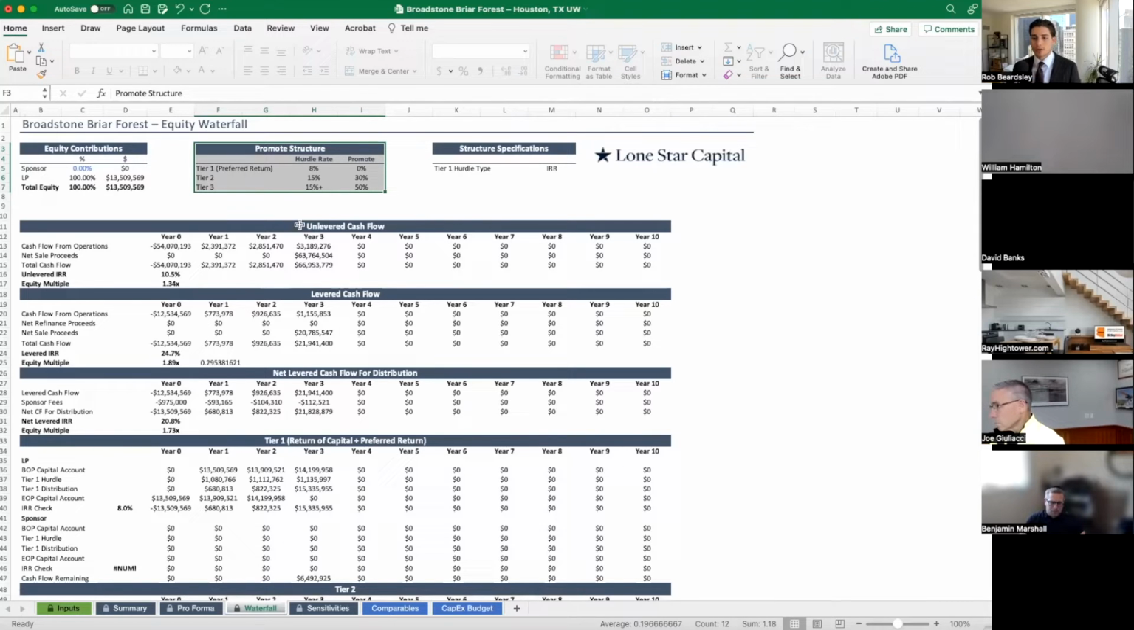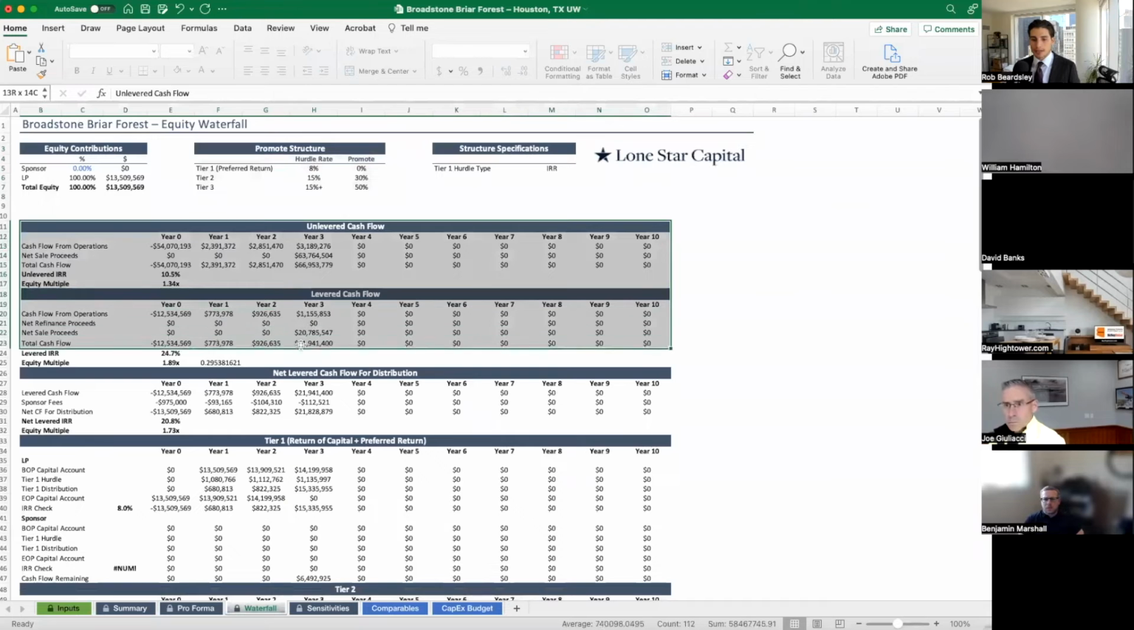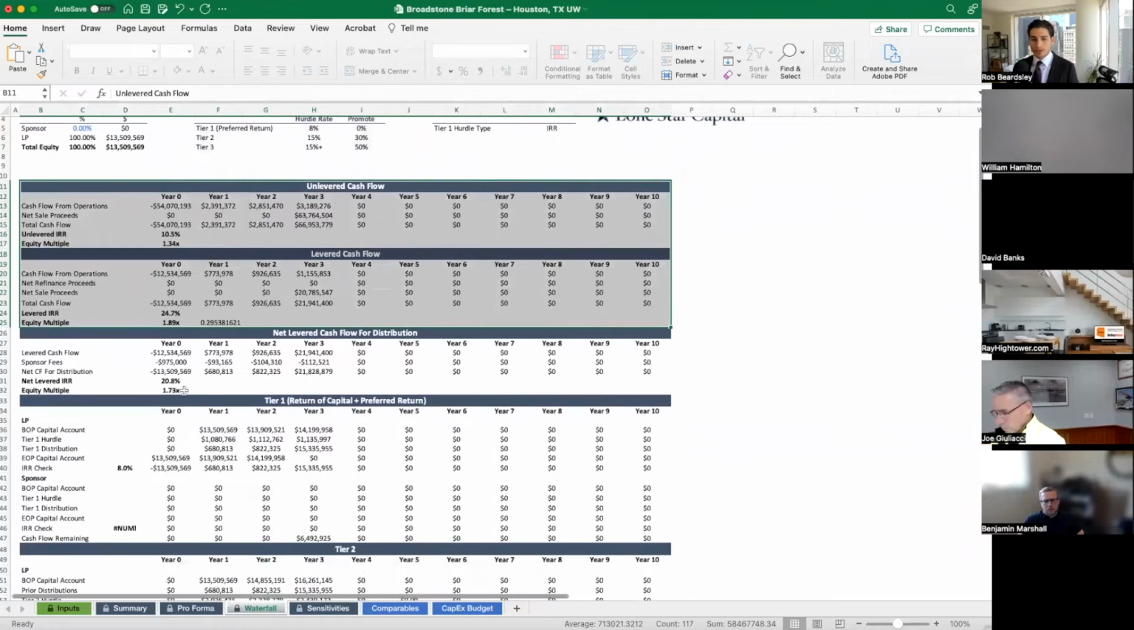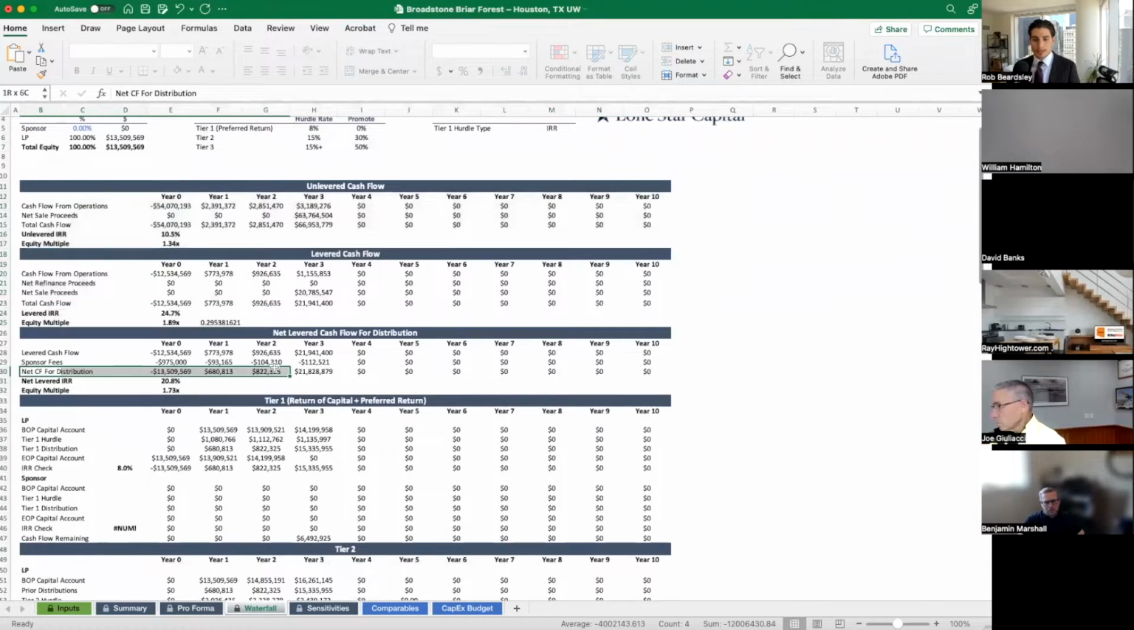So we can ignore kind of the unlevered cash flow and the levered cash flow. What we're really starting with is this line here: net cash flow for distribution. And what that is first off, we have the levered cash flow, and then we just layer in the fees. And then we have kind of the cash flows that are ready to be split at the waterfall level. So just to rewind a bit, at a project level, right? If there were no sponsor fees taken, no promote or anything, here's what the cash flow would look like.